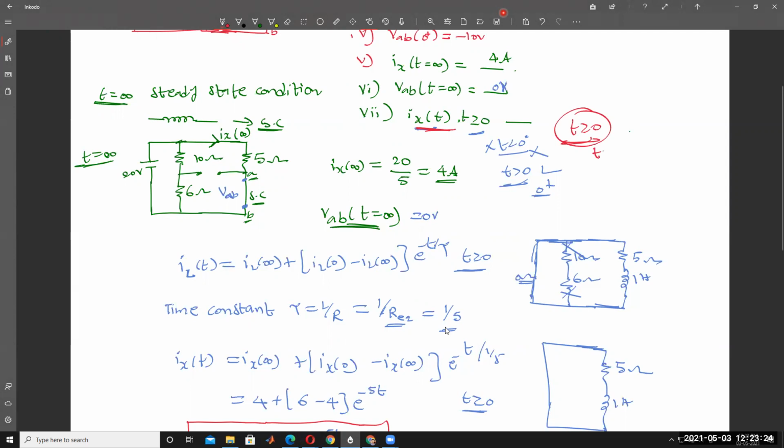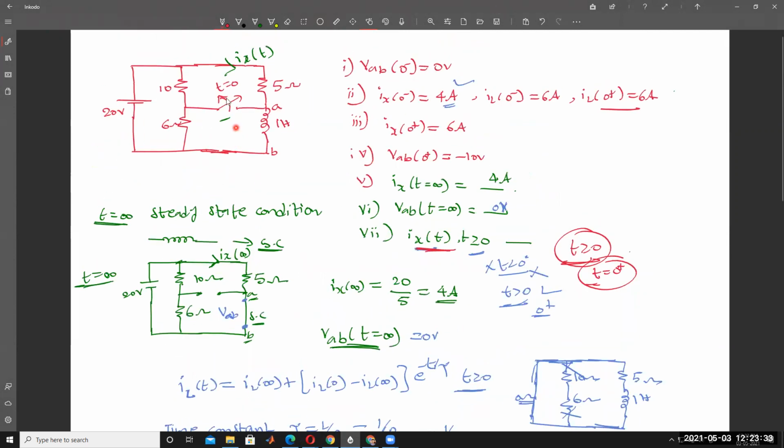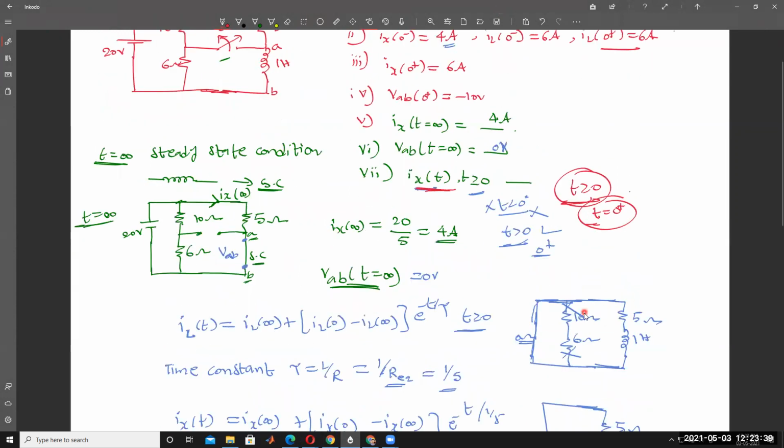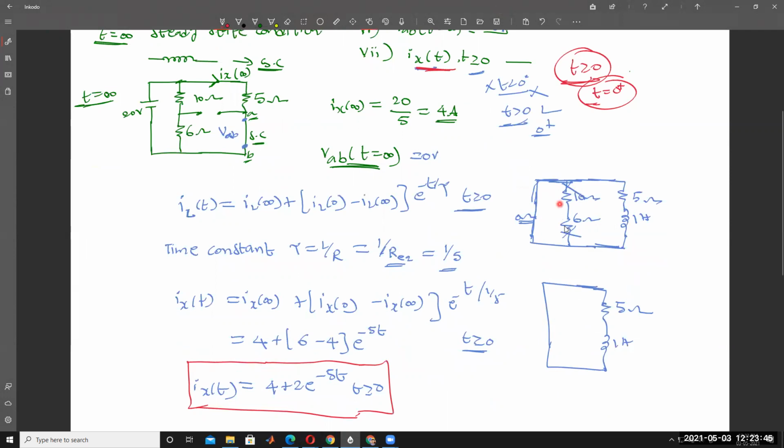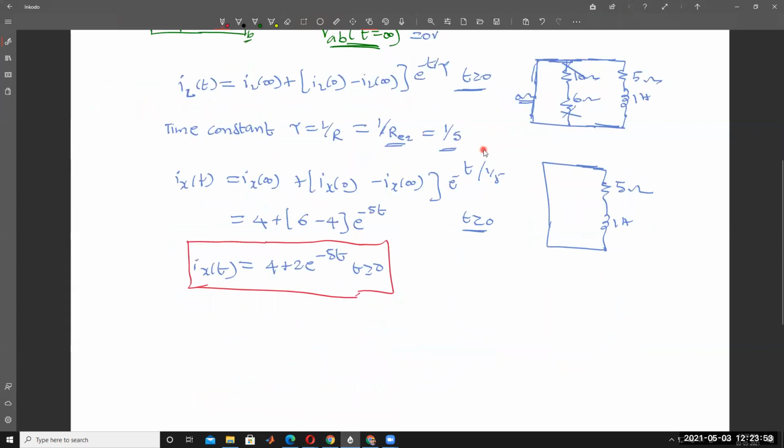So we take the t equal to 0 plus condition, that means after the switching action. After the switching action means at t equal to 0 the switch is open, and at t equal to 0 plus the switch is open like this. So find the time constant like this. The 10 ohm and 6 ohm resistors are not valid because the voltage source is short circuited, so they become invalid. Then the time constant is L by R, where L is 1 and R is 5, so tau is 1 by 5. This is the answer for this question.